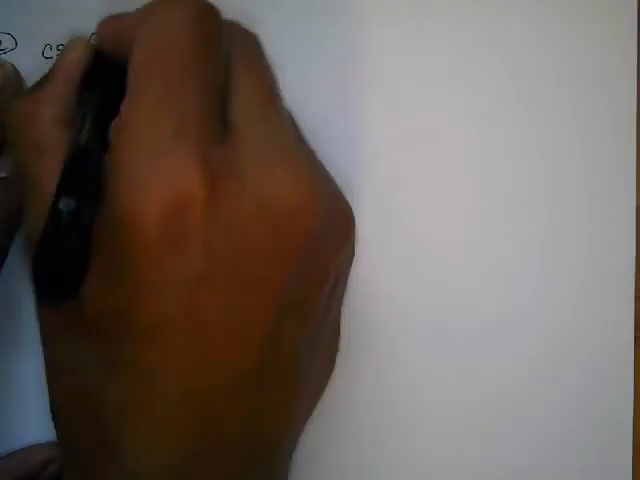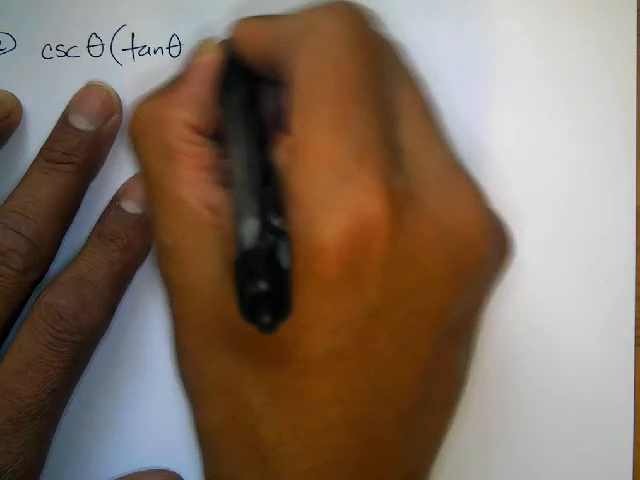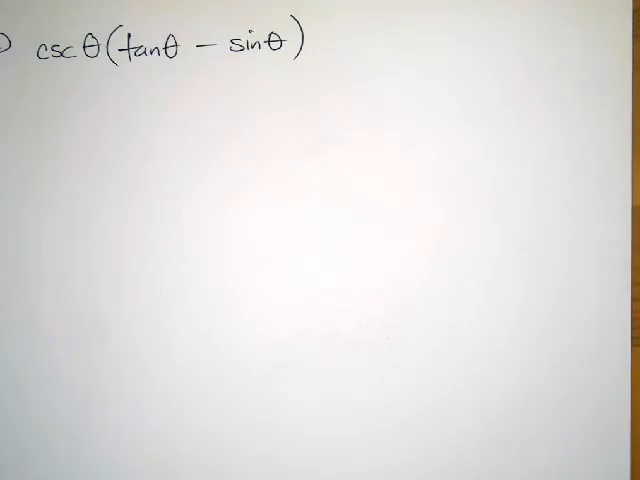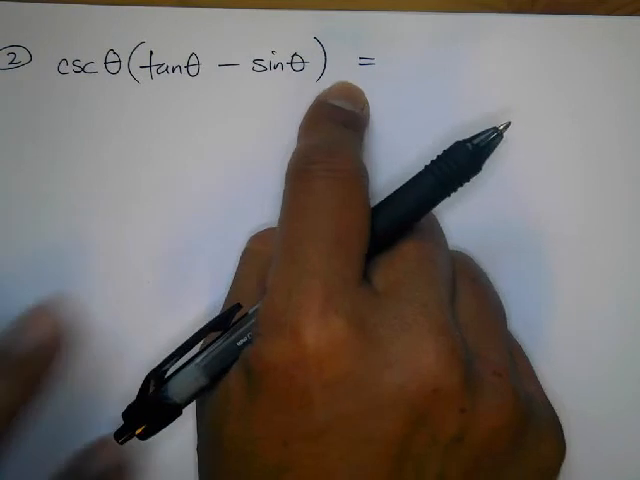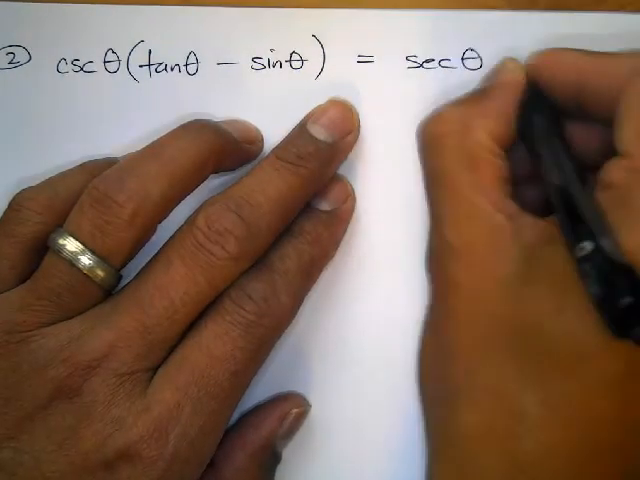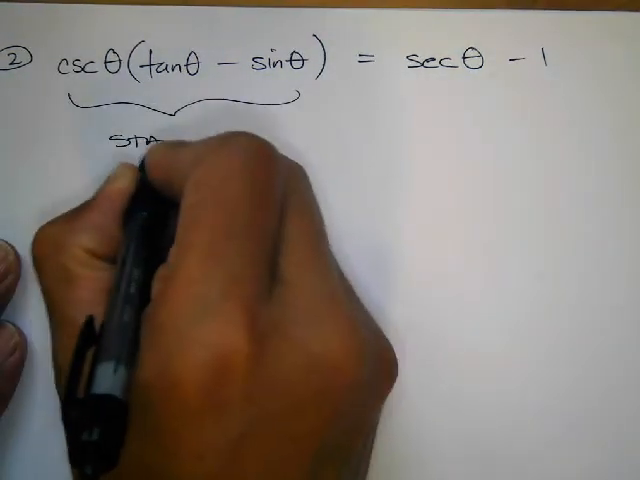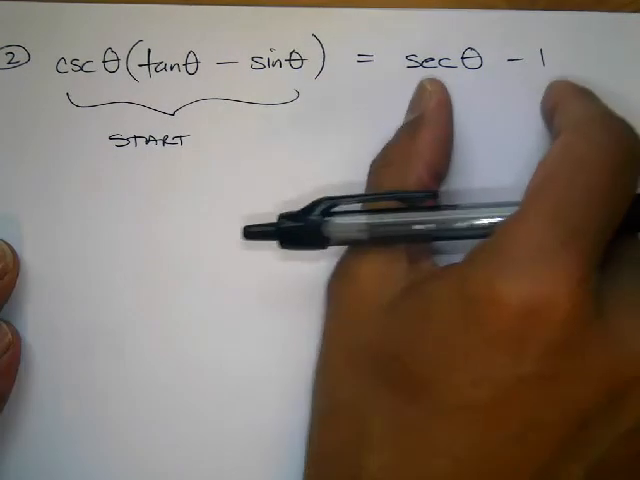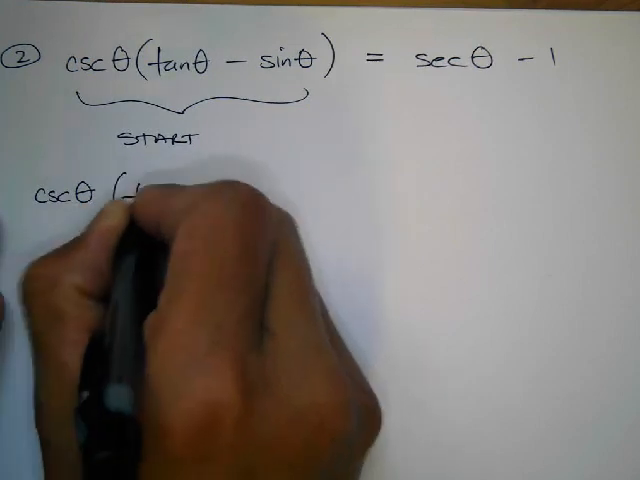Okay, here's the last one. Cosecant theta times tangent theta minus sine theta, and another one of these equal ones. So that's good, because we're getting the answer here. We know what it has to eventually simplify down to. It is equal to what? Secant theta minus 1. All right, so we start with this, and we're going to make sure that we get this answer when we're done.